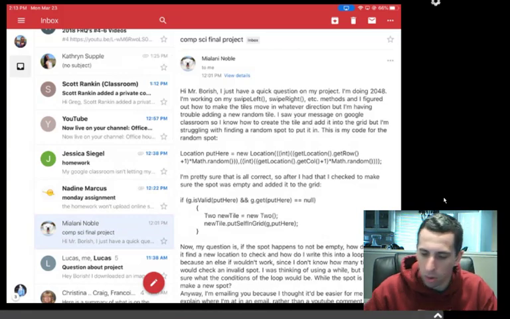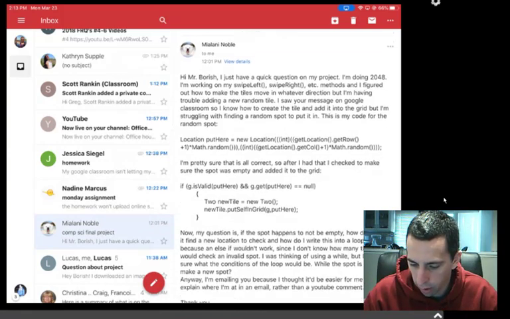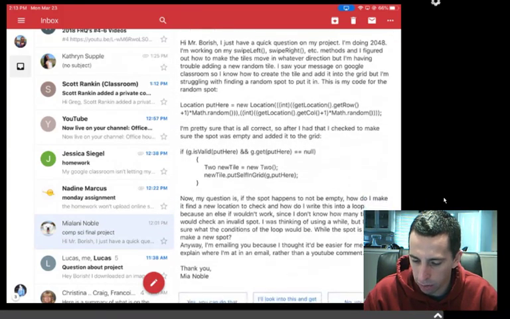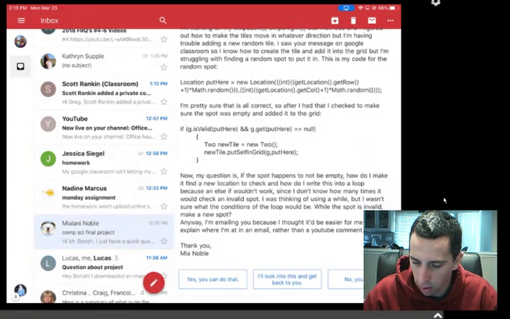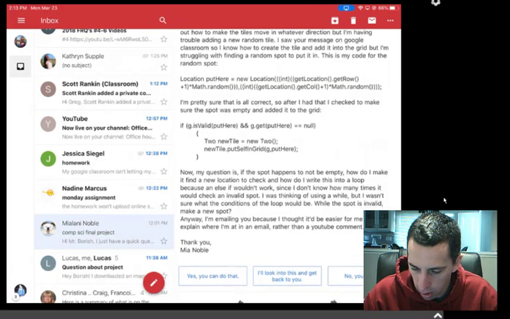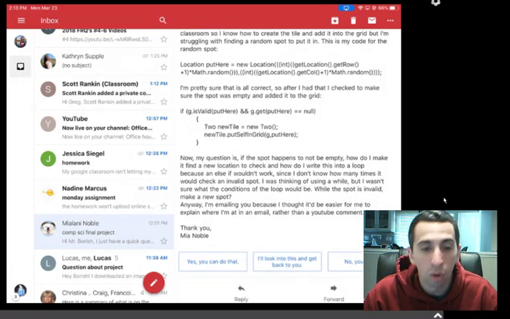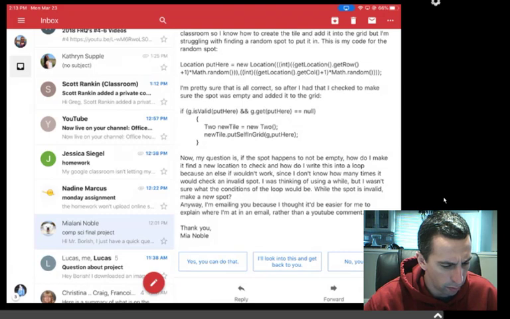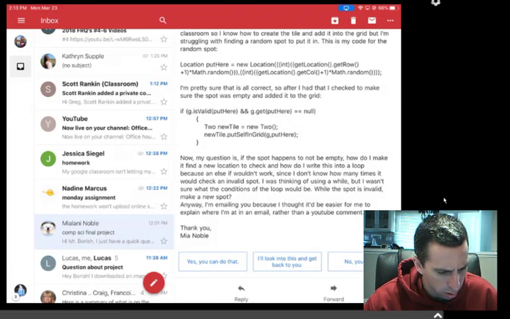Okay. So you're doing 2048. I'm working on these methods, figuring out how to make the tiles move in whatever direction. Having trouble adding a new random tile. So I don't know how to create the tile. Okay. Yeah, so first off, you don't want the +1 on the... Wait, hold on. Why would it be... Yeah, that doesn't sound good.